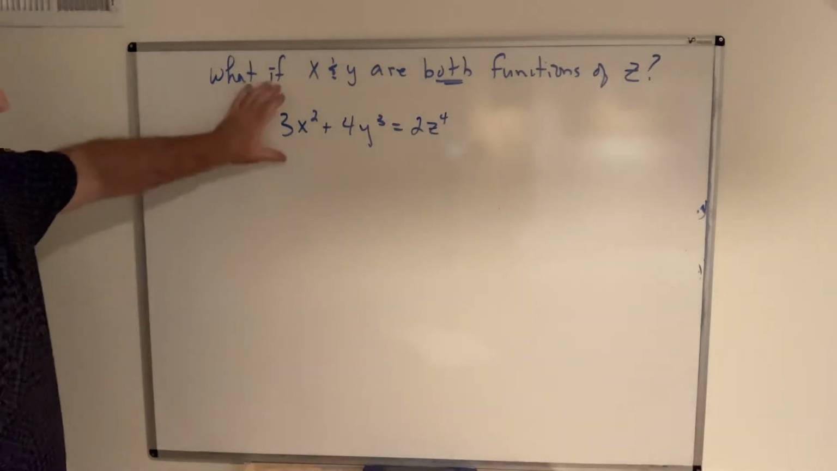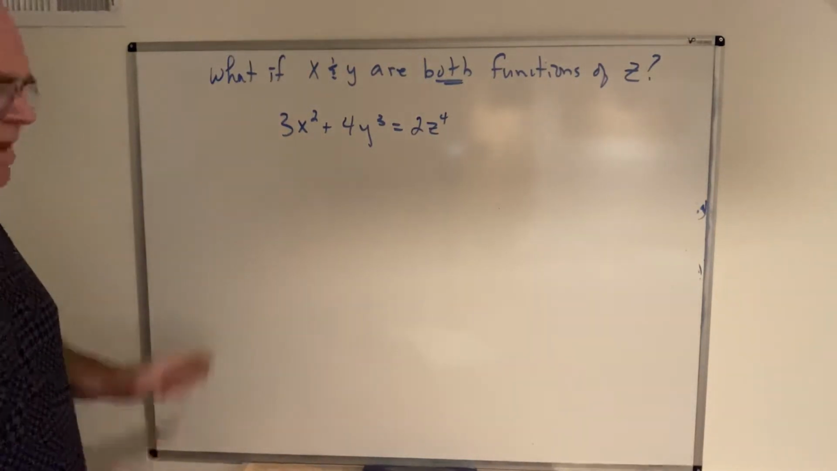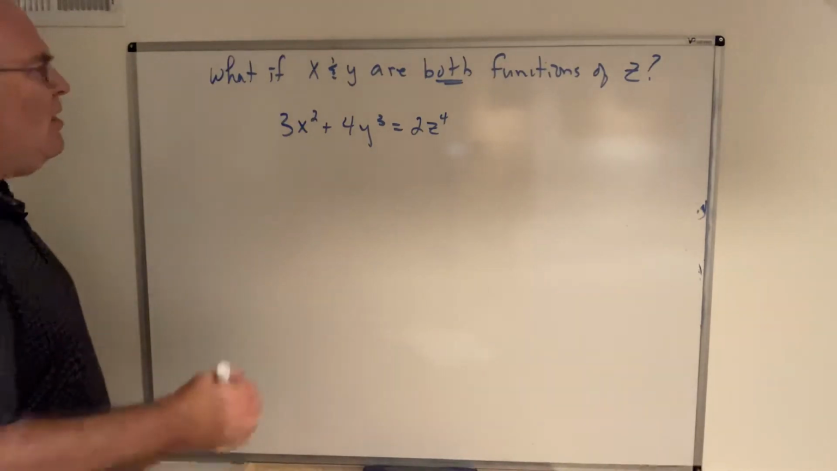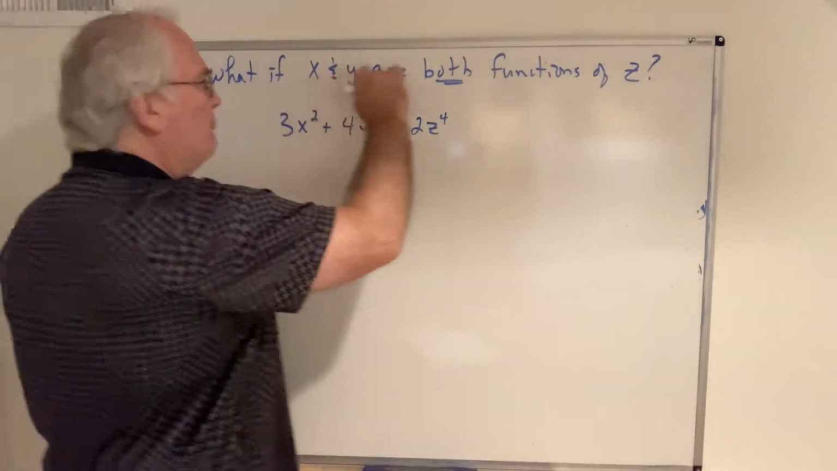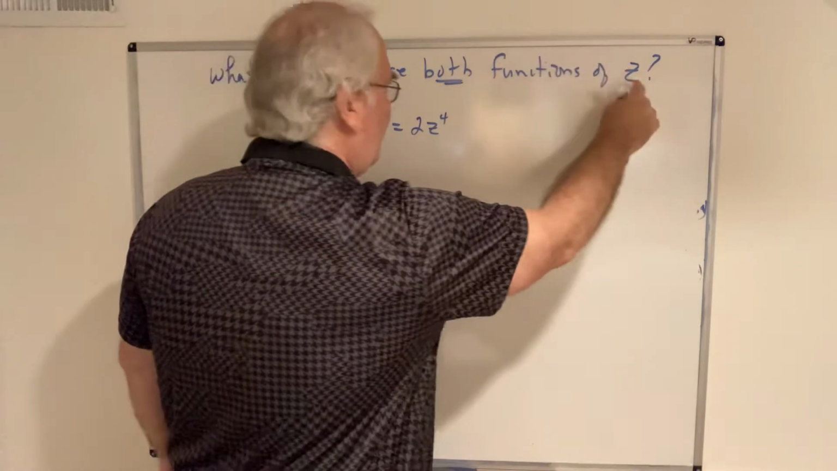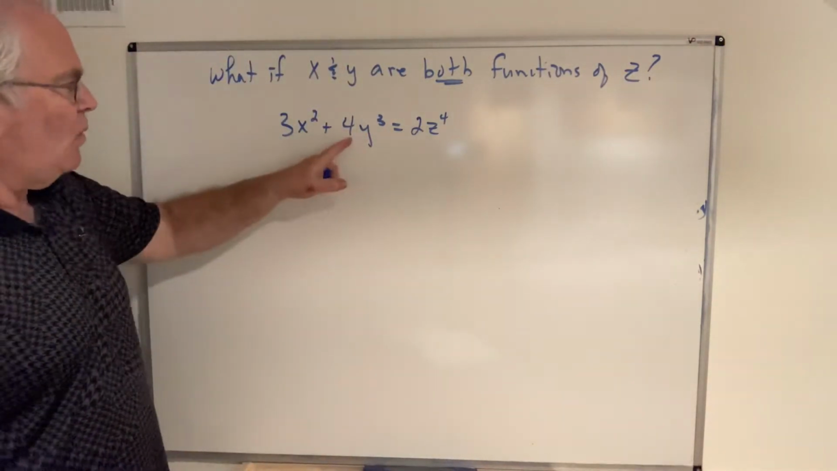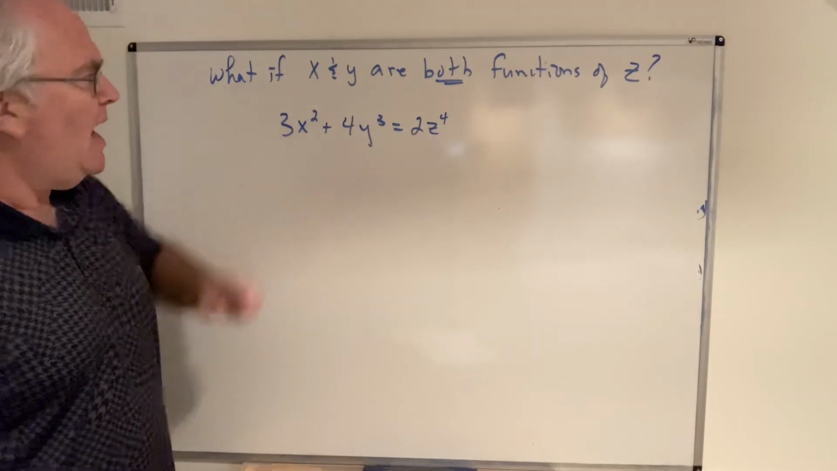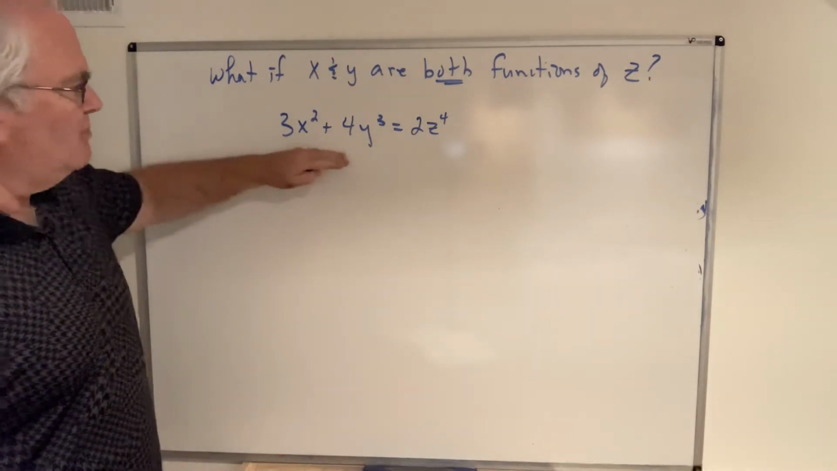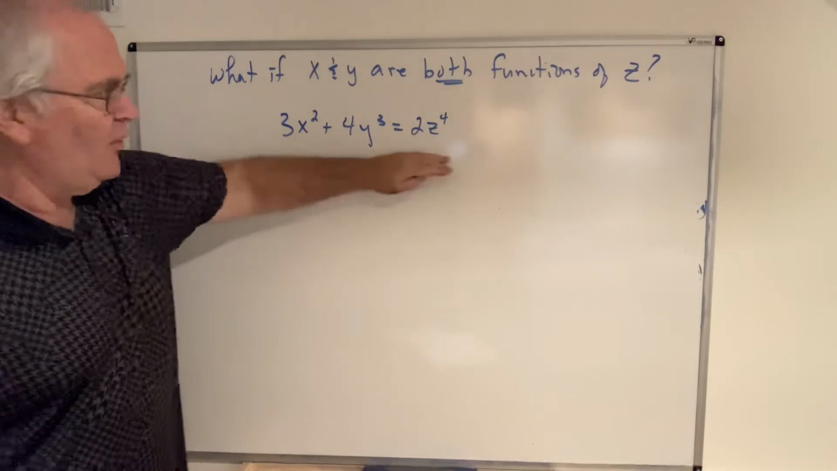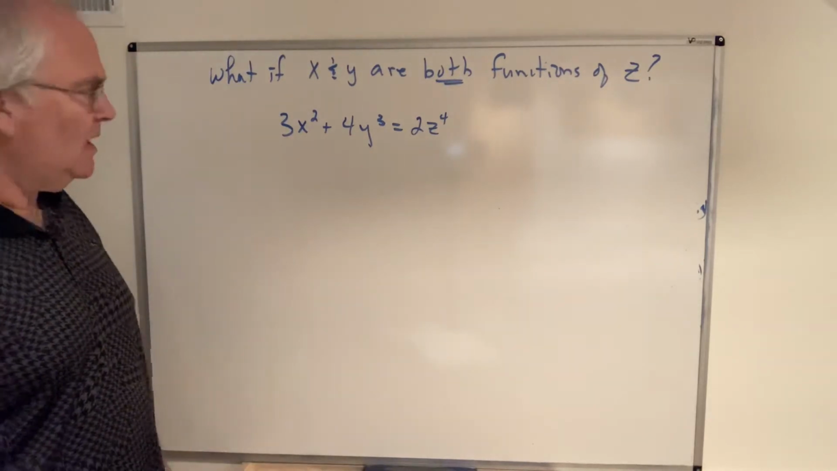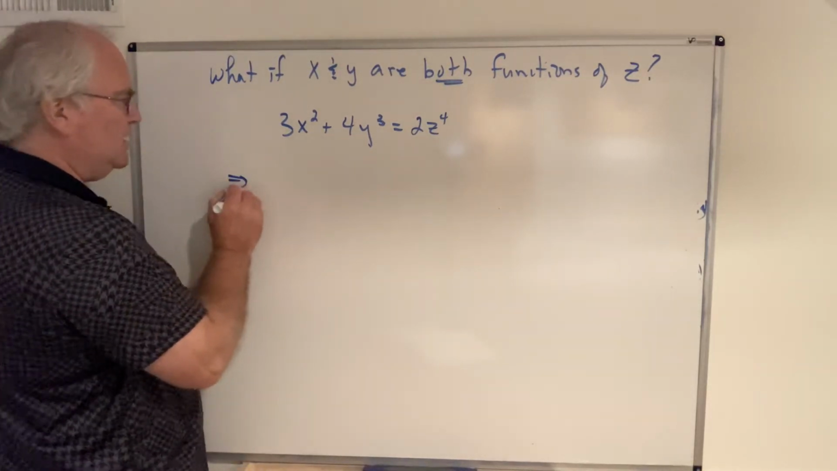In this last little video, and this is a lead into what we're going to be doing in the next section, what if x and y are both functions of a third variable, z? So x is a function of z and y is a function of z. And what if we want to compute the derivative with respect to z?